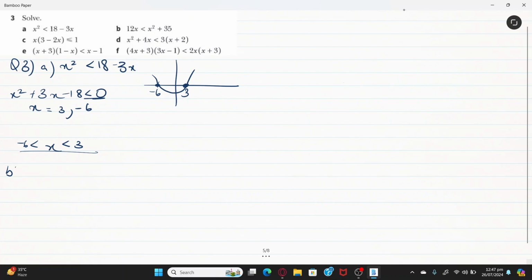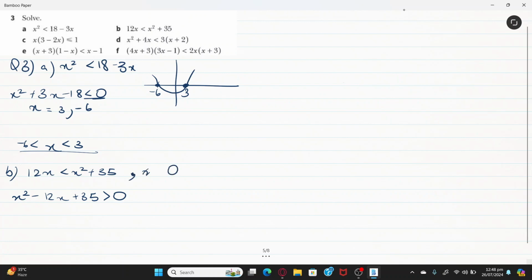For part B, we have 12x is lesser than x squared plus 35. Again, I'm going to add negative 12x first. That gives x squared minus 12x plus 35, which is greater than 0. And for those of you who do not know what I've done, well, I've basically done this.